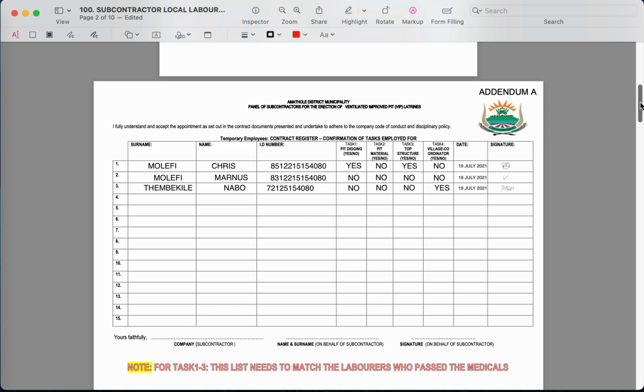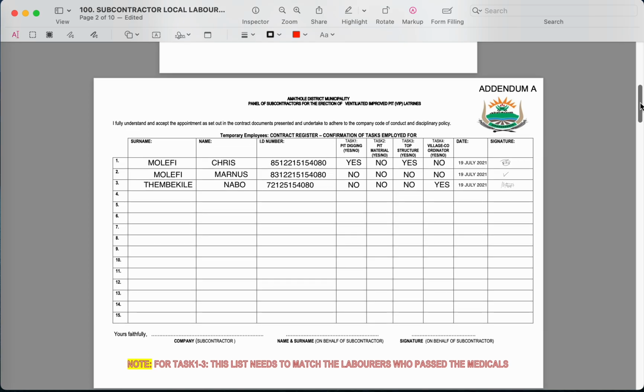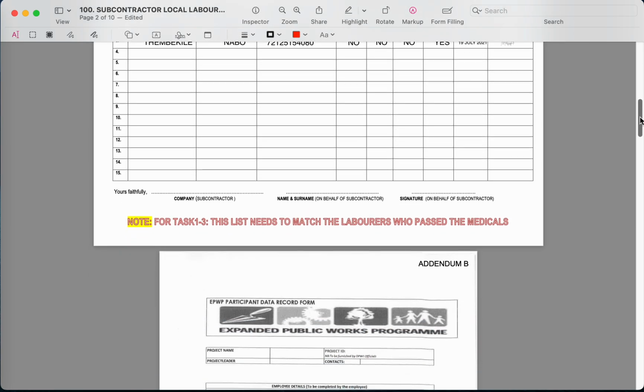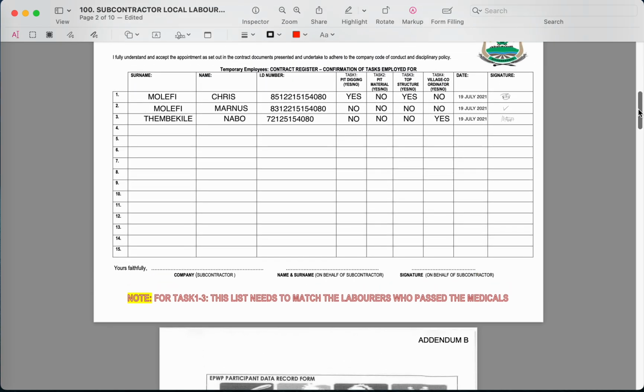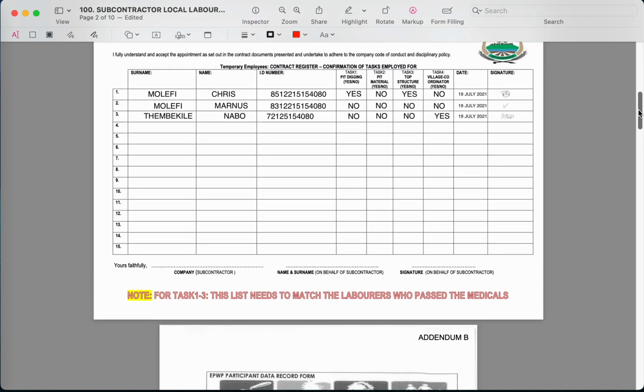Then we move on. This is addendum A, which is done. Now, these are the only three employees that, for the sake of the example, we will be utilizing. But of course, as a contractor, you would have planned, maybe I need 10 employees, maybe I need 15. According to the stipulated minimum number, you would already know the number, and it should be showing there.